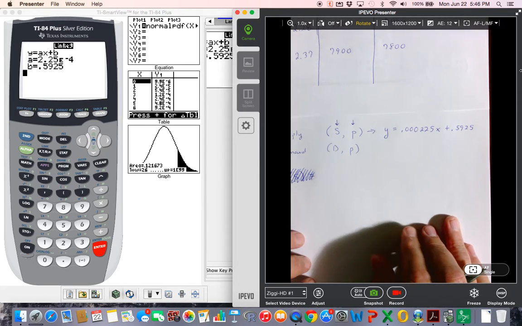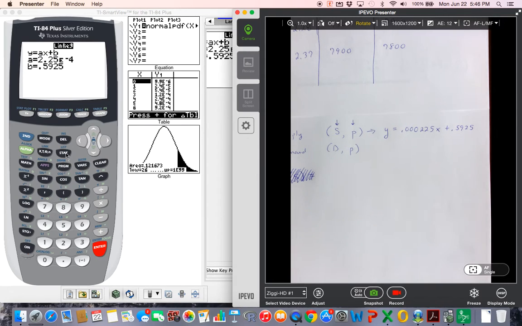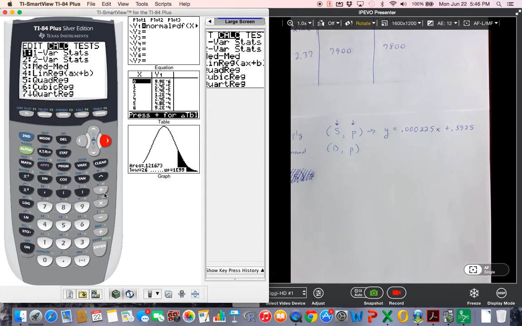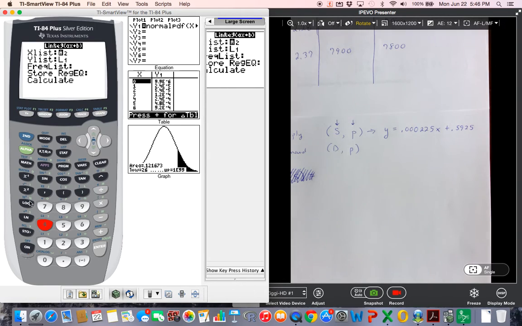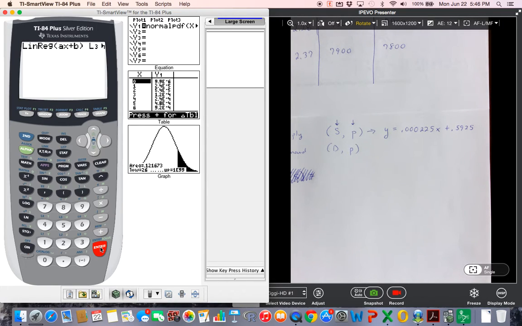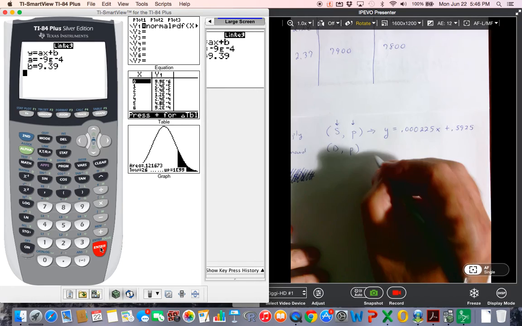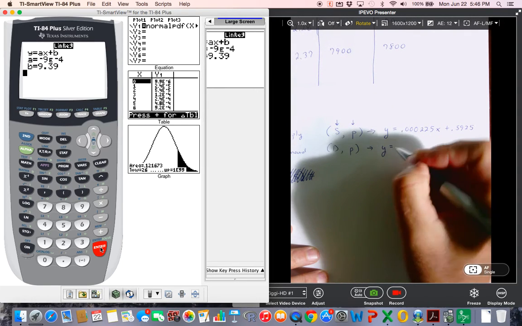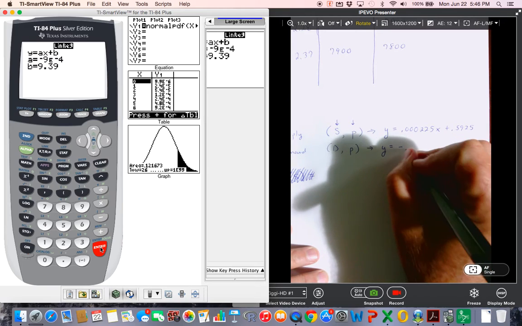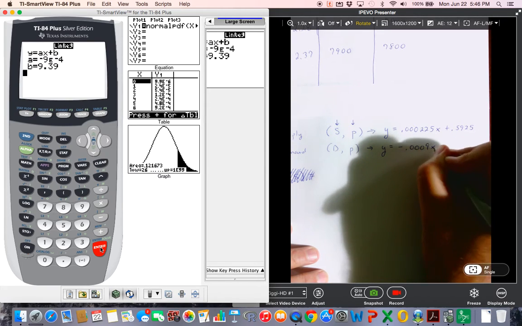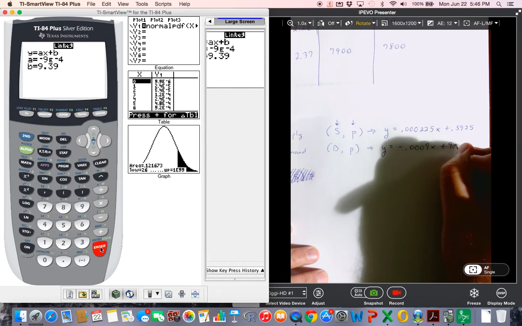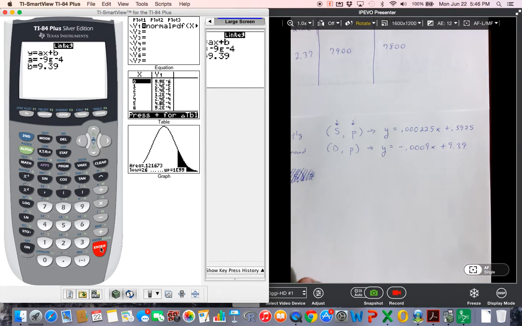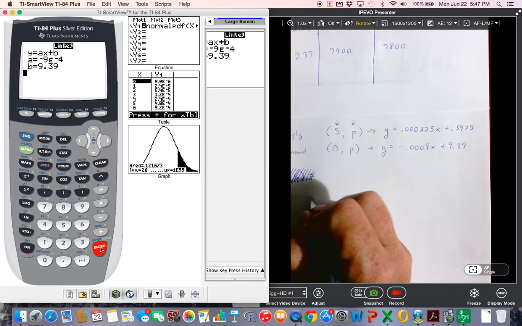Now, I just need to do that again for the demand, and it's, again, very simple. But I need L3 there. Still need L1 there because that's my Y. And in this situation, for the demand, Y equals negative 0.0009x plus 9.39.